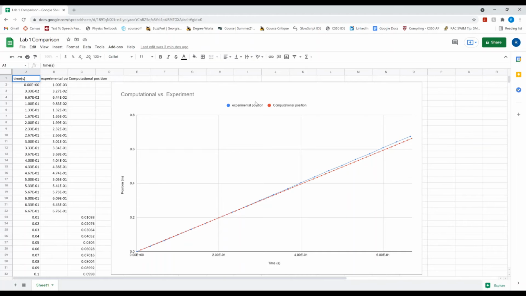Now that we have looked at both models, let's look at a comparison between the two graphs. Here are the times, here are the positions from Tracker, and here are the positions from the computational model. As you can see, the graph is very similar at the very beginning, however there's slight variation towards the top part. We will talk about this variation on the next slide.